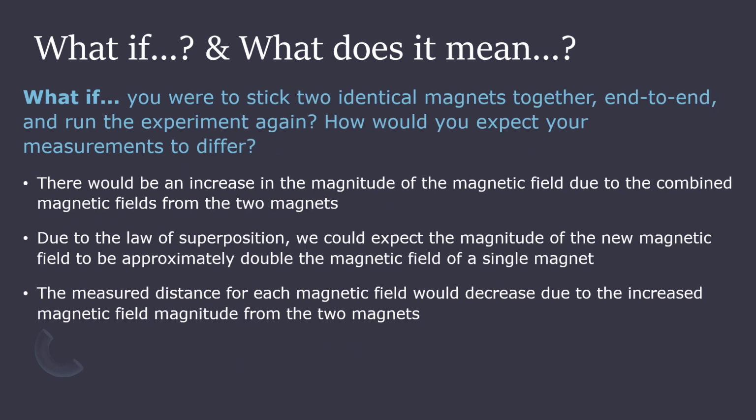If I were to stick two identical magnets together end to end and run the experiment again, there would be an increase in the magnitude of the magnetic field due to the combined magnetic fields from the two magnets. Due to the law of superposition, we could expect the magnitude of the new magnetic field to be approximately double the magnetic field of a single magnet, and the measured distance for each magnetic field will decrease due to the increased magnetic field magnitude from the two magnets.